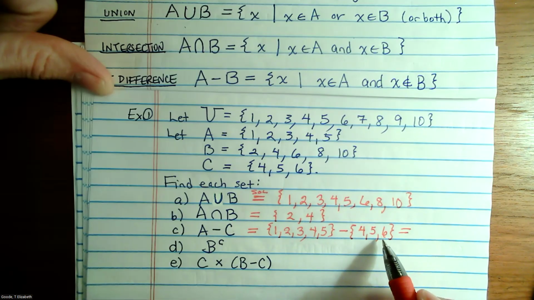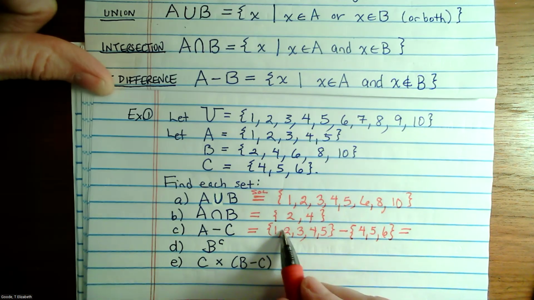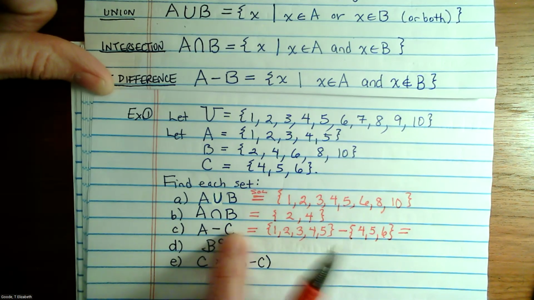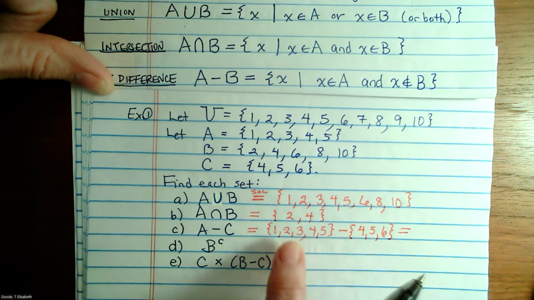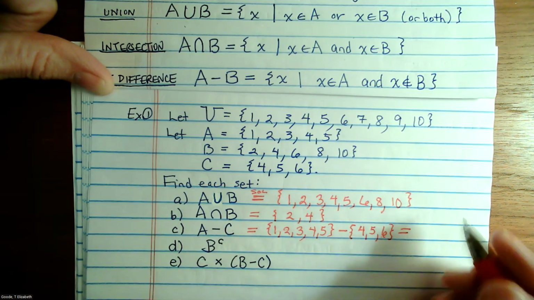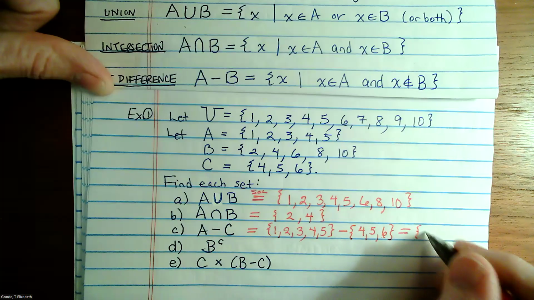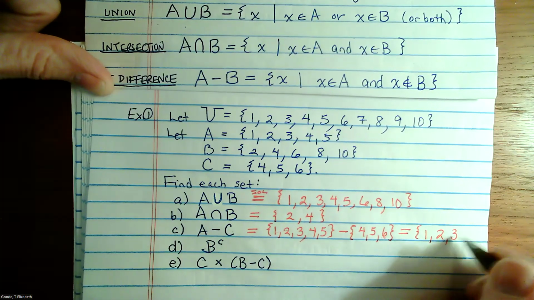Notice 6 isn't even in A to begin with. Doesn't matter. Just ignore it. You can't take some 6 away from this set because it wasn't in there to begin with. But we certainly don't add it into A minus C because we don't want anything from C to appear in A minus C. So what elements will be in A minus C, folks? 1, 2, and 3. That's exactly right. 1, 2, and 3. Good.